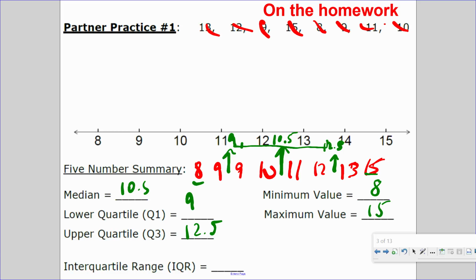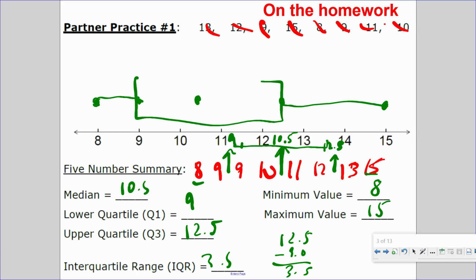So let's count. It's 3.5. I could have done this 10, 11, 12 and a half, so 3.5. So now let's graph this. The minimum is 8, represented by a dot. The maximum is 15, a dot. The median is 10.5, a dot. The median of the lower half, or quartile 1, is 9, a dot. Quartile 3, or median of the upper half, is 12.5, a dot. These are the tails, and here is the box. And that is our box plot.